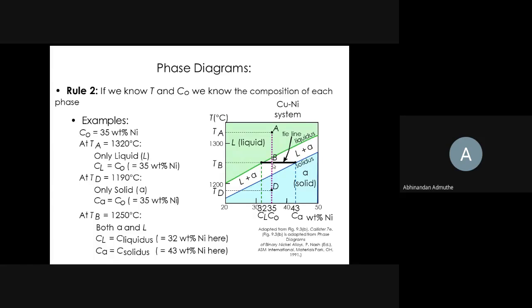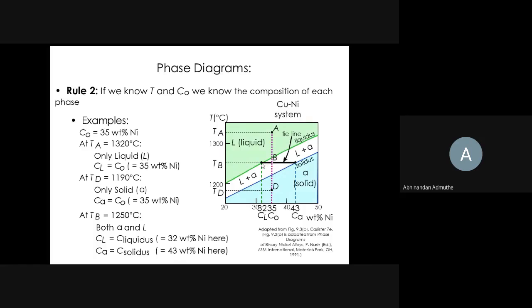But at point B, we have two phases, liquid and solid. So the composition of the liquid phase and solid phase at this point B is different, and it can be determined by using a tie line. A tie line can be drawn from point B; it will cut the liquidus line and the solidus line. So we can see here we have drawn the tie line, and we have extended it up to the liquidus curve and up to the solidus curve.